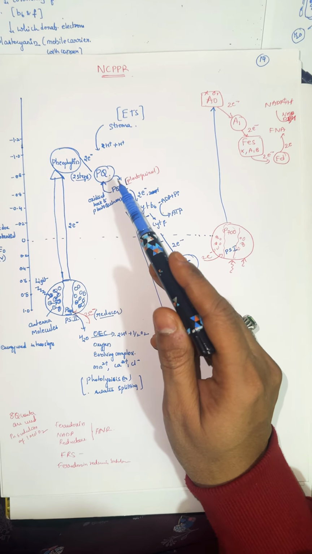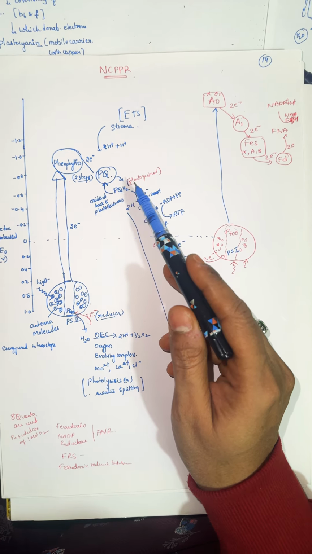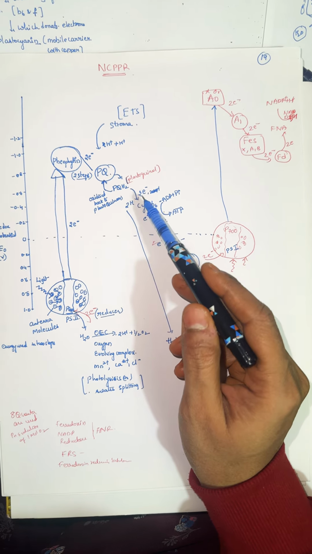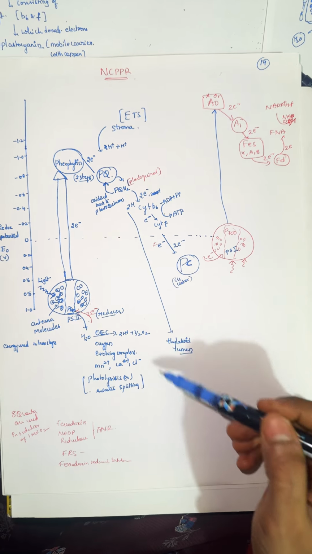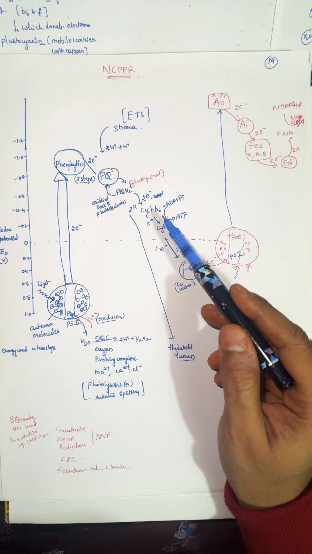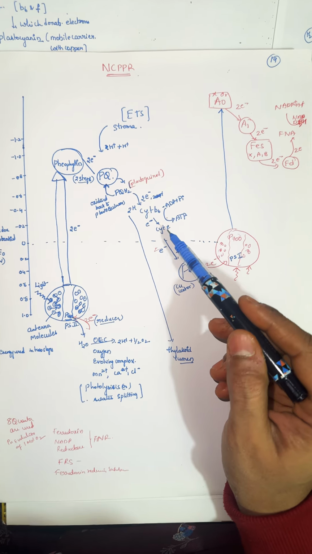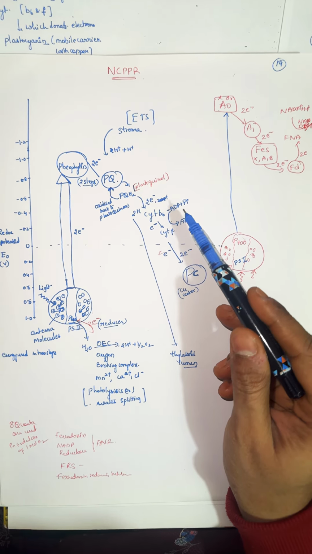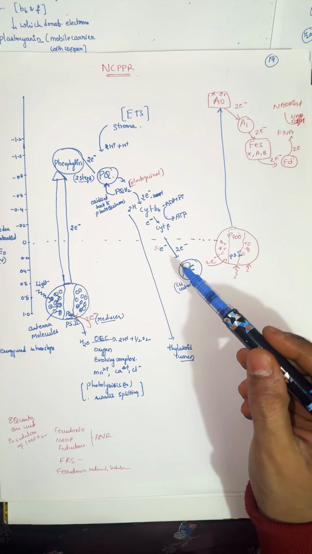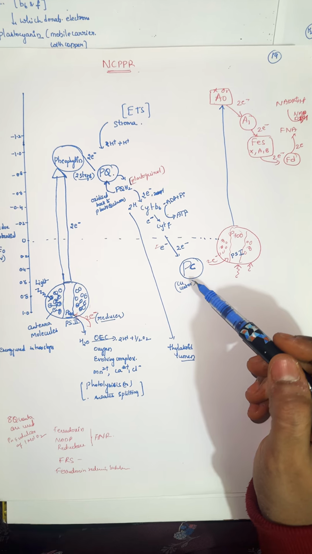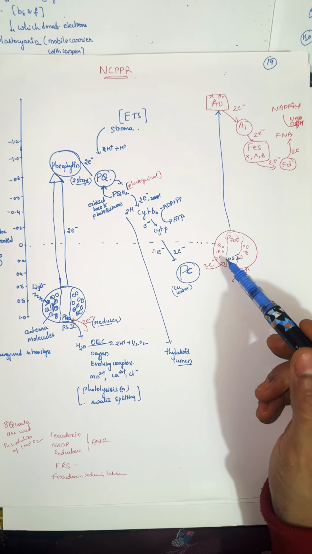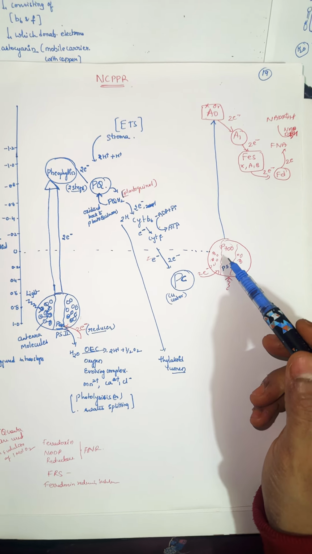PQ becomes PQH2, which is also called plastoquinol, and is oxidized back to plastoquinone, losing the two electrons and again two protons. The two protons come back to the thylakoid lumen, and the two electrons are taken by the cytochrome b6f complex, where they take up ADP plus inorganic phosphate and prepare ATP. Then the electrons are traveled to PC, plastocyanin, which is a copper center and is blue in color. PC travels from this, and again the electrons are given to PS1.